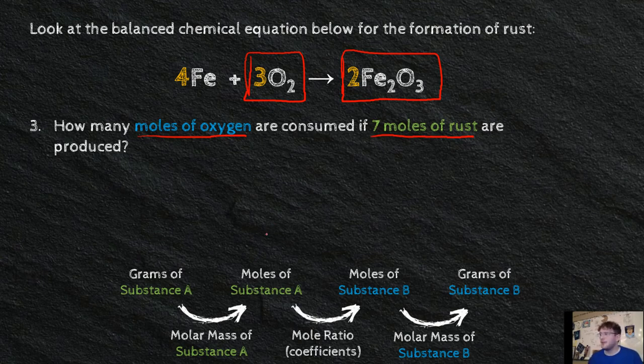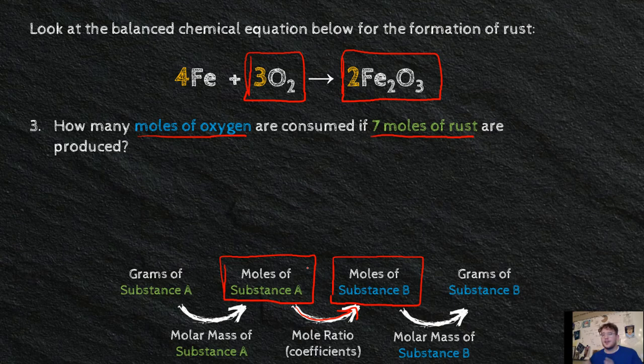Okay, well, let's look at my flow chart. Substance A is what I'm trying to convert. Okay, well, I'm trying to convert 7 moles of rust. All right, so I'm trying to convert moles of substance A to, what's this? Moles of oxygen, moles of substance B. Okay, so I'm trying to go from moles of substance A to moles of substance B. Well, that means I only need to do 1 conversion, and that's the mole ratio. That's where I'm going to be using coefficients to tell me what I need to do.